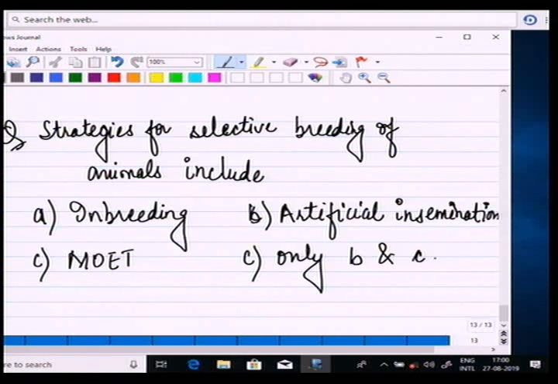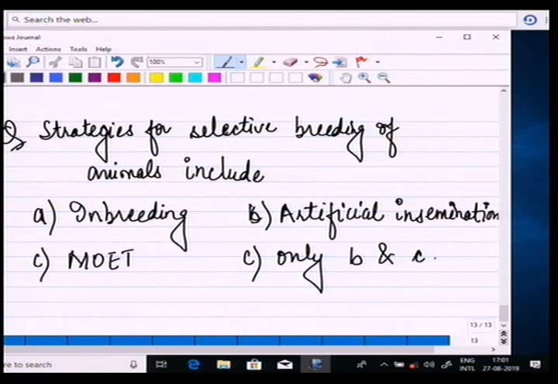You have to increase the breeding of the animals, isn't it? So, what strategies did I teach you today? This question is from today's class only. What strategies did I teach you today? Just go across the notes which I taught you today. Think more, Aizwal, analyze more, don't be in a hurry. Analyze the question nicely.